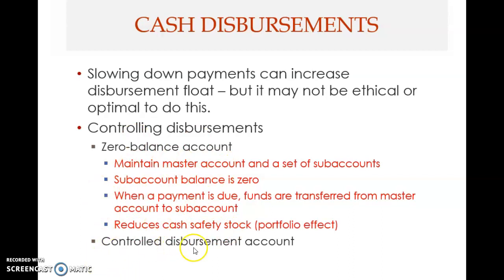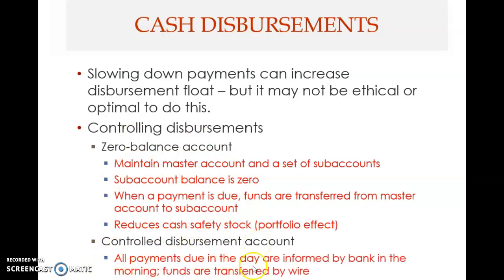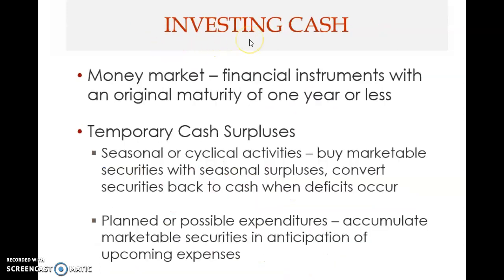The other is controlled disbursement account. All payments due in the day are informed by the bank in the morning, and funds are transferred by wire, that means electronically. Okay, and the payment is then made. So this is controlled disbursement. You don't pay before it is due. So companies are very careful when they make the payment. They make the payment only on the due date, not before the due date. If you pay before, then you are losing the funds that you can use for other purposes. Alright, so this is one way of controlling your cash disbursements.